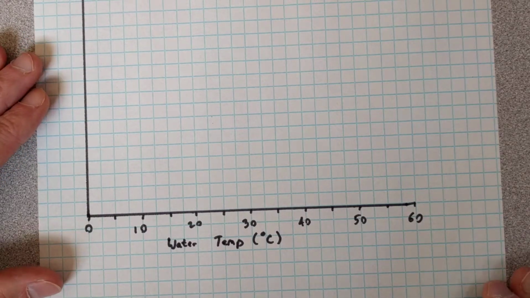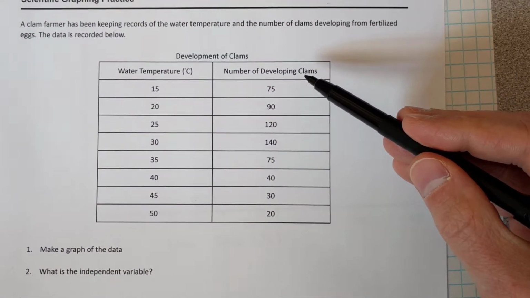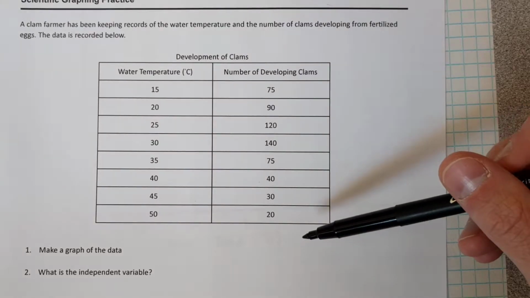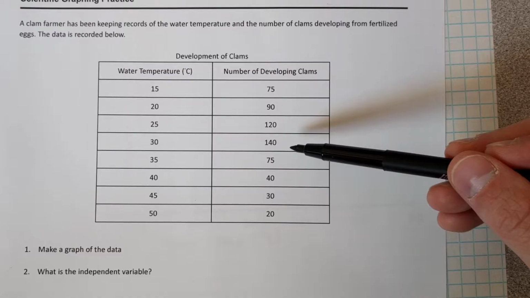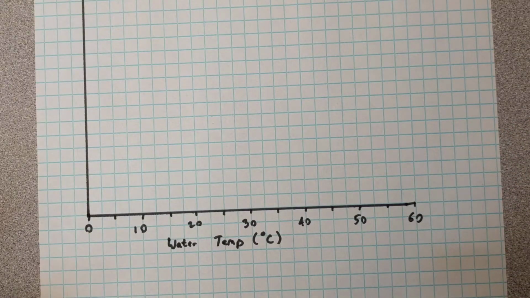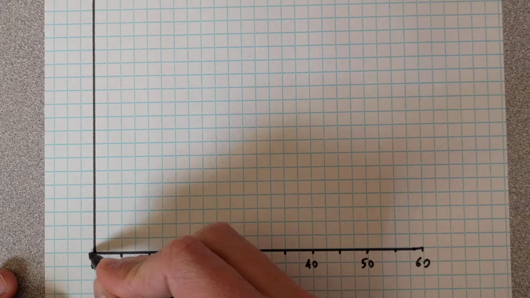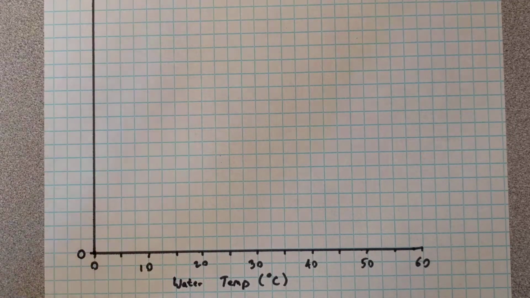Okay? We're going to do something similar with our y-axis. Our y-axis is going to be the number of developing clams. And to me, it looks like we need to go from about 0 to over 140. I'm going to take it all the way up to 160. Okay? So again, I'm going to start at 0 on my y-axis. So I'm going to put a mark, and I'm going to write down 0. And I'm going to go, every block counts as 10.